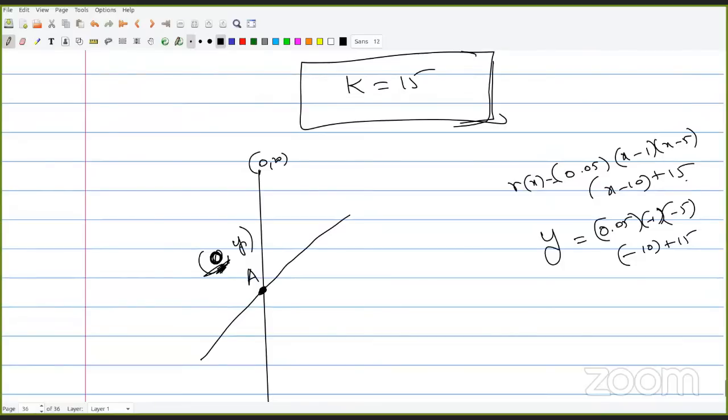Yes, sir. It is on the y axis. If you see the diagram, it is on the y axis. Now you just have to substitute x equals 0 in r of x to get the y coordinate. And how much will we get? We will get 12.5, correct? Yes, sir. 12.5.